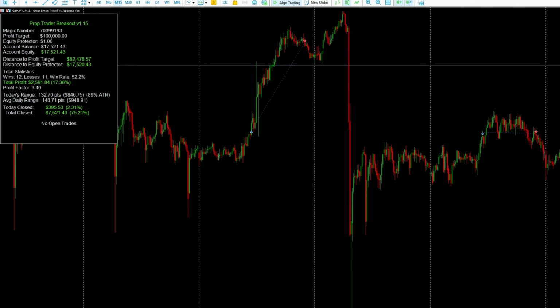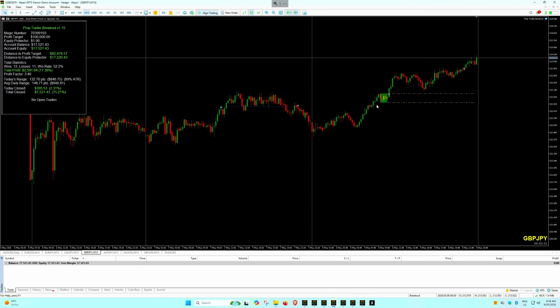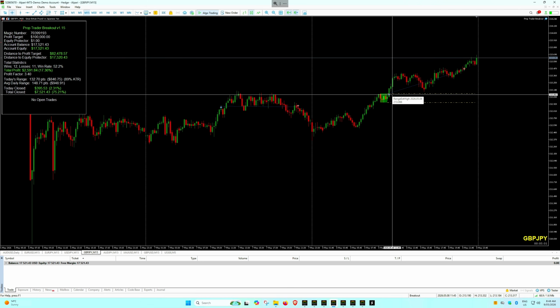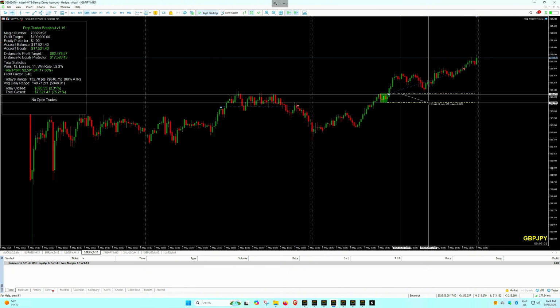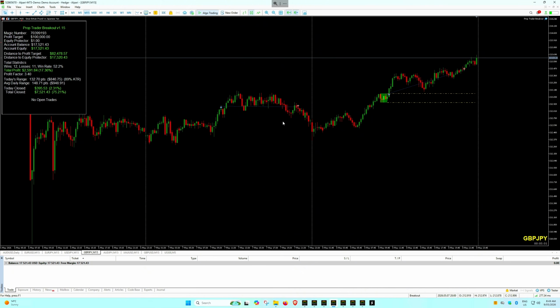Looking at GJ, this one also did well yesterday. We didn't make as much, I don't think, as, let's say we've got 39 pips profit and 13 pips stop loss. So that was about a 3R trade. The day before, it looks like it was almost a break even. But even with a 3R trade, we ended up with 2.31% and $395 on our demo account.